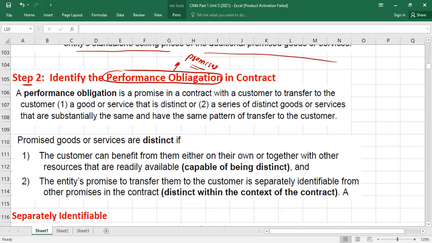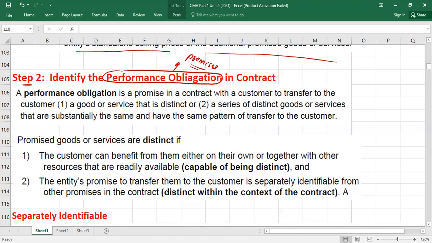You bought a car from a dealer, and they told you they will sell you a car, plus they will give you 5 years of maintenance service. They delivered the car. How many performance obligations are satisfied? 1. And they have not yet provided the maintenance service. Is the second performance obligation satisfied? No. But once they provide the maintenance service over the 5 years, the second performance obligation will be satisfied also, but over time.